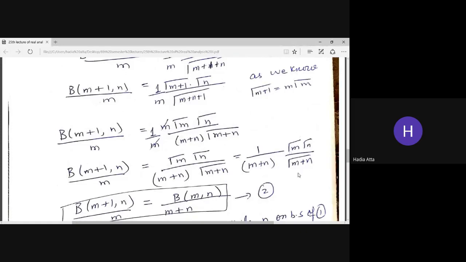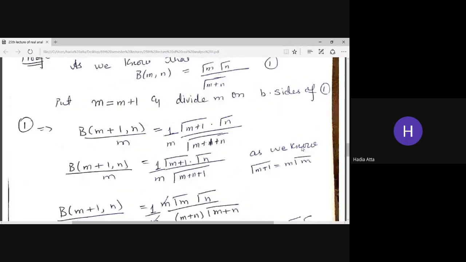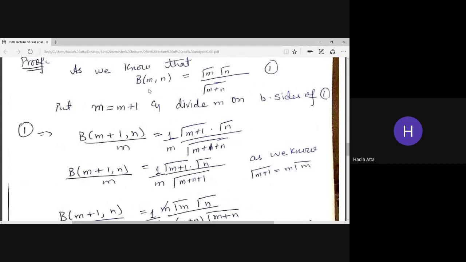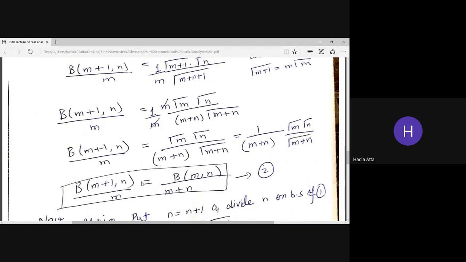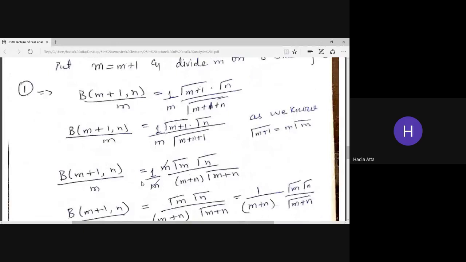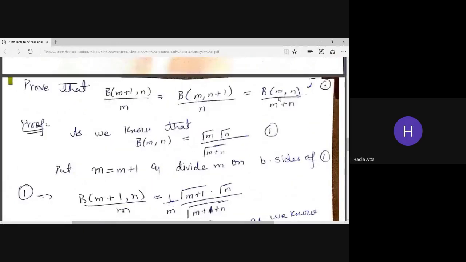Take the common 1 by m plus n. So these are the remaining terms, as you can see in equation number 1. That is a definition of what? That is a definition of a beta function. So replace gamma n divided by gamma m plus n by beta m n. So this is the desired result: we take the left hand side and hence prove the right hand side.